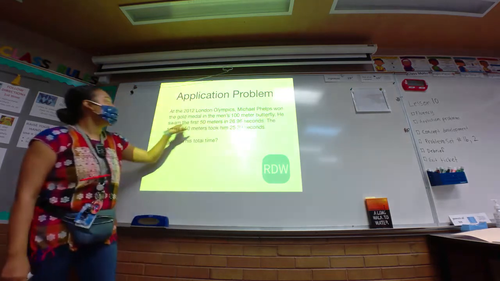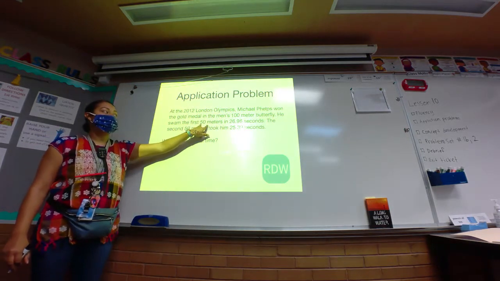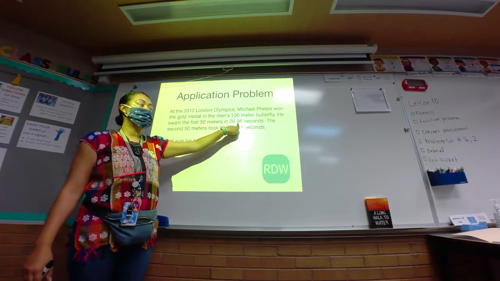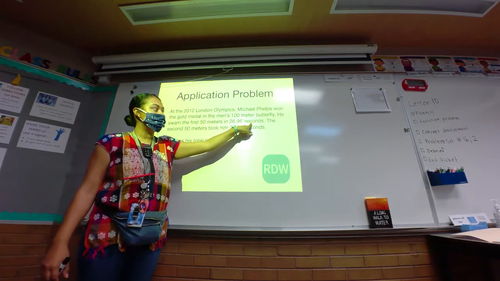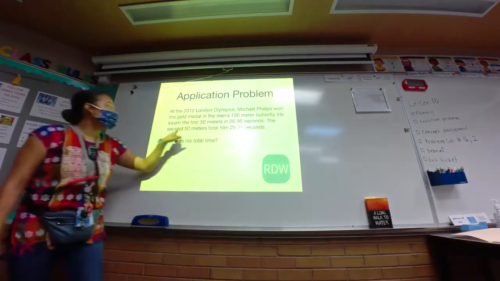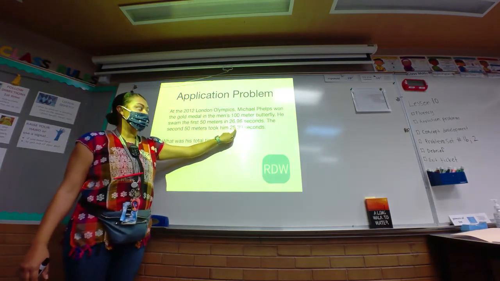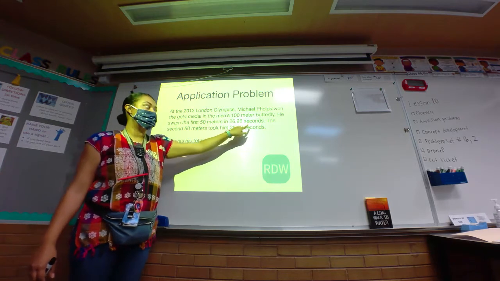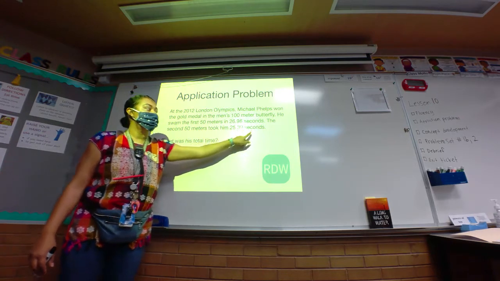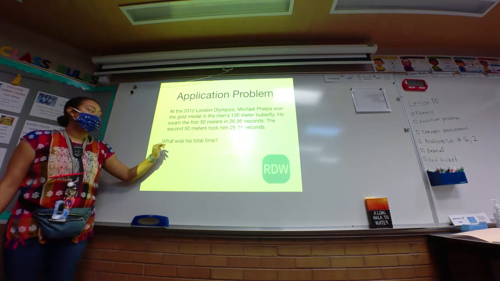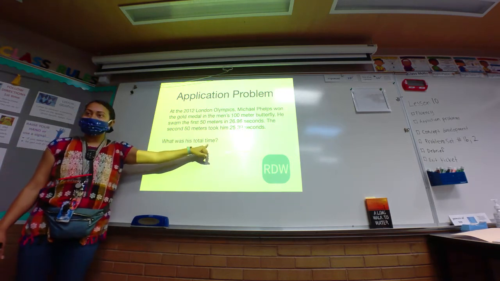Okay, he swam the first 50 meters in 26 and 96 hundredths seconds. The second 50 meters took him 25 and 39 hundredths seconds. Okay, what was his total time?